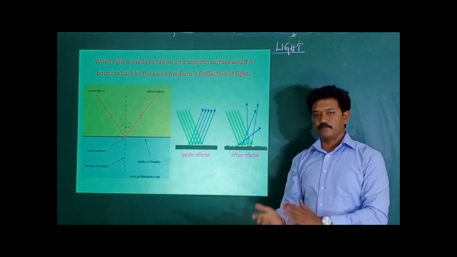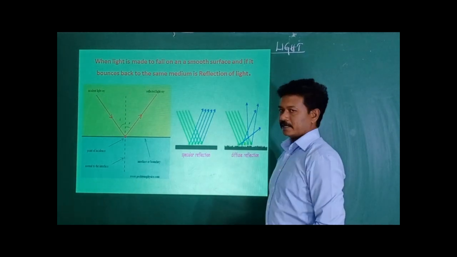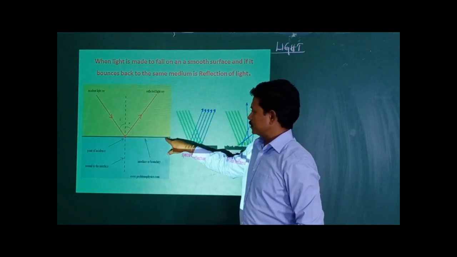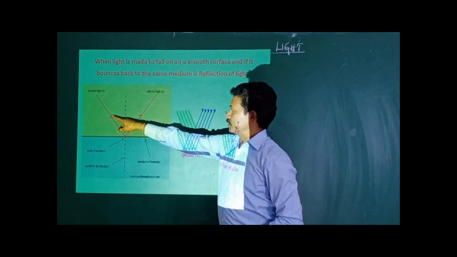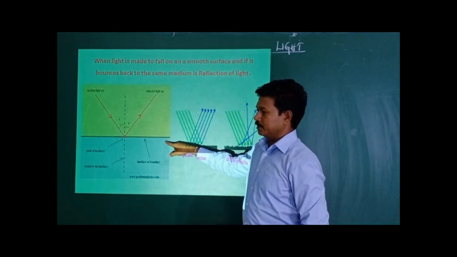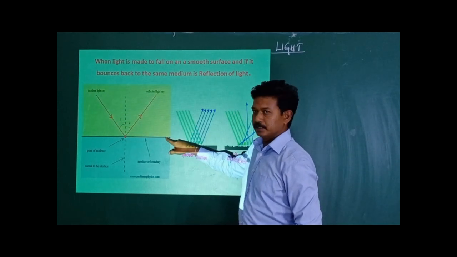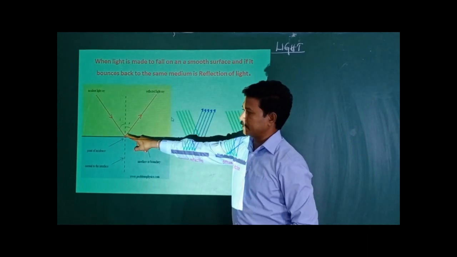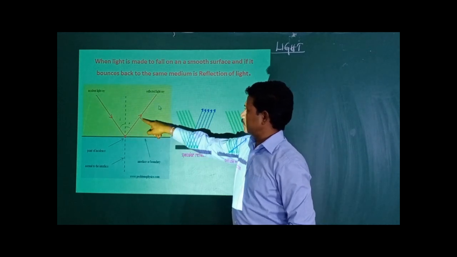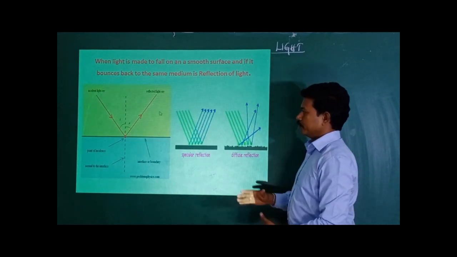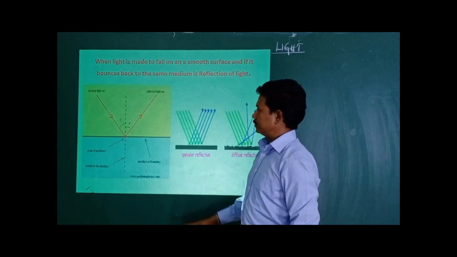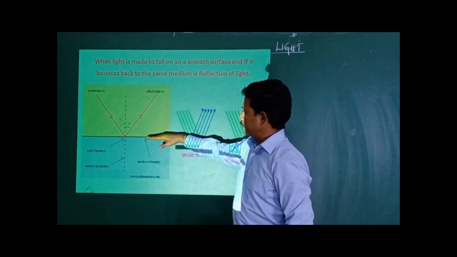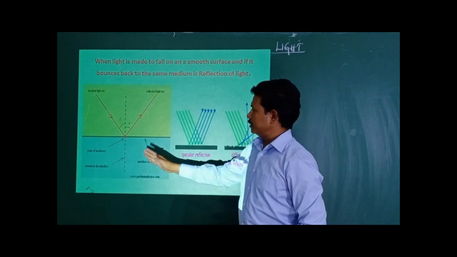So here we are given a ray diagram of how reflection happens. This is the light ray falling on this smooth surface. This light ray which is coming towards the surface of the material is called the incident light ray. Here at this point the reflection is happening and it is bouncing back to the same medium, right? So we have drawn a normal. Normal is a line drawn perpendicular to the surface of the material.